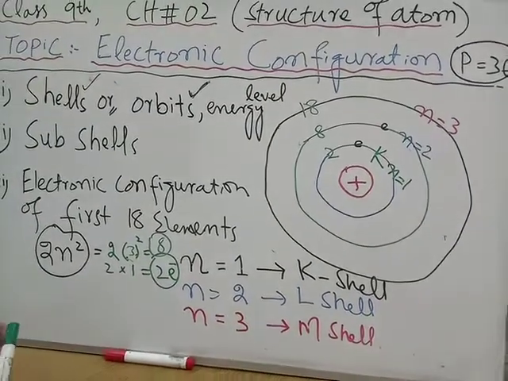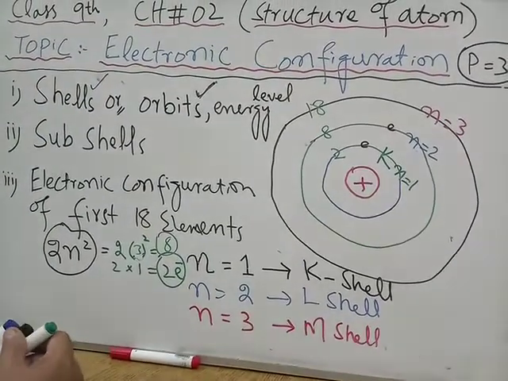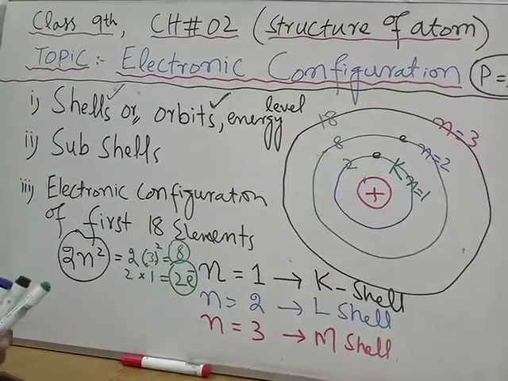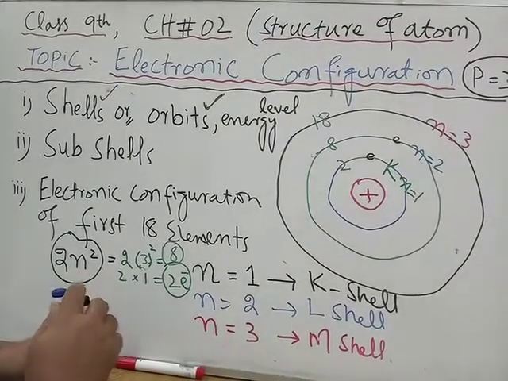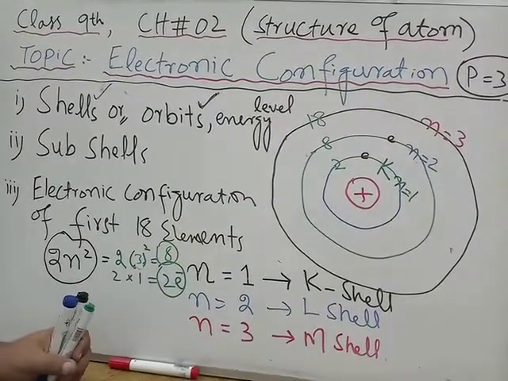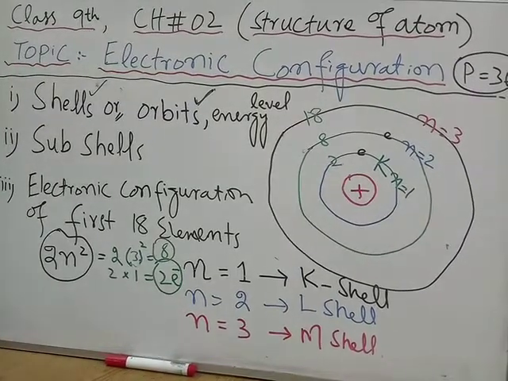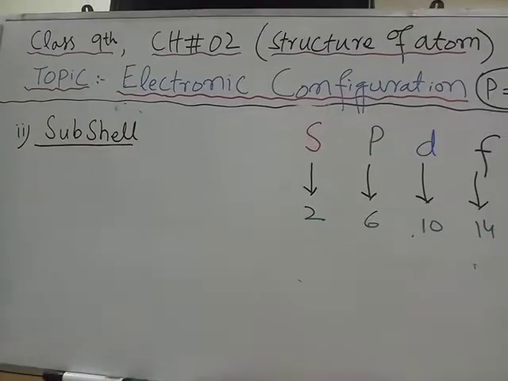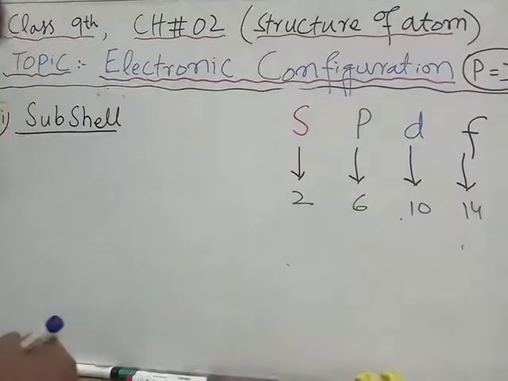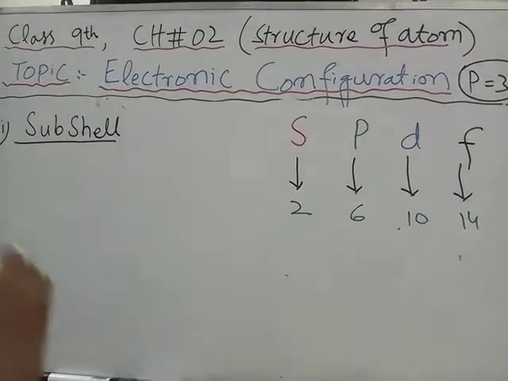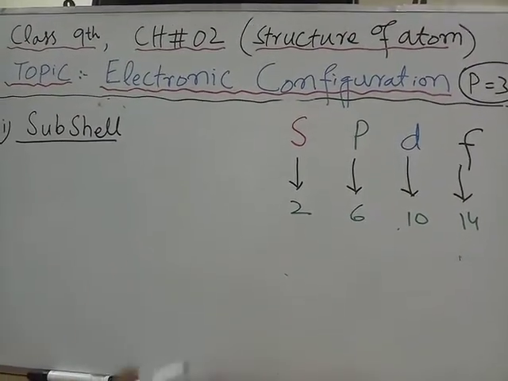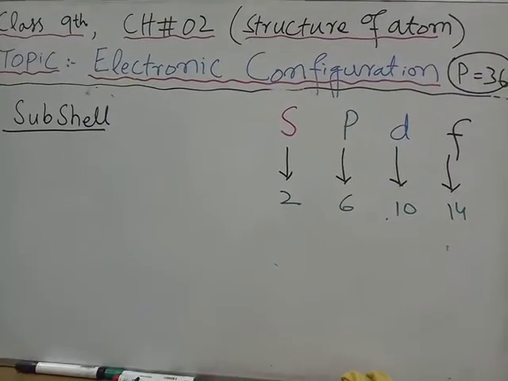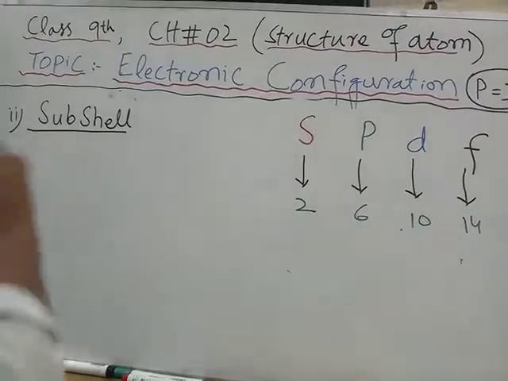So this was something about the shell, also called orbits or energy levels: how many electrons a particular shell or orbit can accommodate. I have discussed this. Now let me proceed towards subshells. So what are the subshells? Now we are going towards the next subtopic under the grand topic electronic configuration. We have discussed shells. Now we will discuss what subshells are.